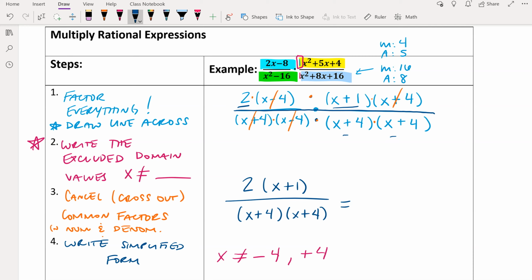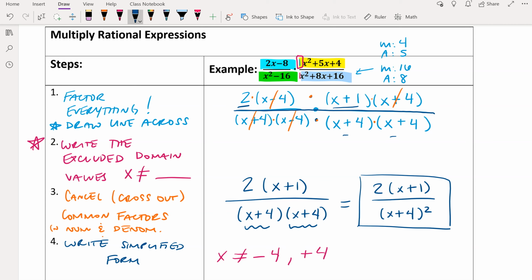So x plus 4, x plus 4. And we can even simplify this further. We have 2 of these x plus 4s. So we could say x plus 4 squared in the bottom. So let's go ahead and do that. 2(x plus 1) over (x plus 4) squared. All right, your answer consists of this simplified form and the excluded values. That's why we put those at the bottom. So here is your final answer, the 2 things that are boxed.